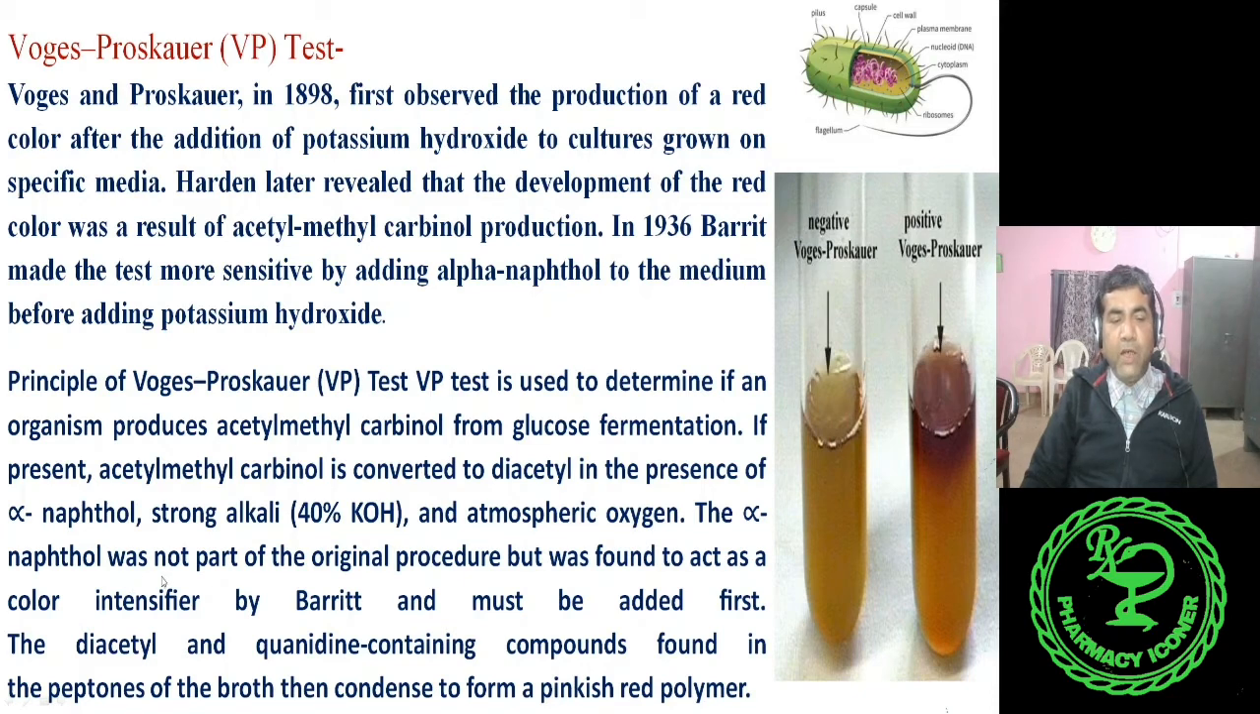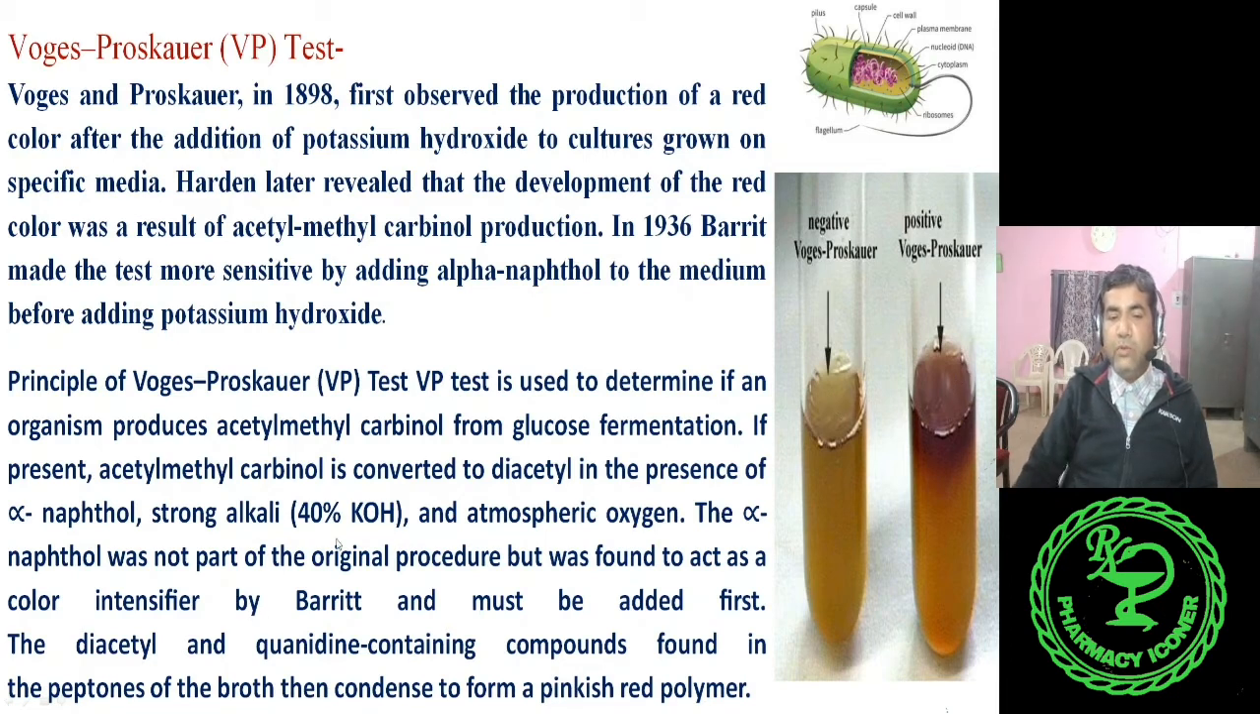The alpha naphthol, as I told you previously, was not part of the original procedure, but was found to act as a color intensifier. Barrett observed this, so the alpha naphthol is used as a color intensifier. The diacetyl and guanidine containing compounds found in the peptone of the broth then condense to form a pinkish red polymer. Pinkish. So this is Voges-Proskauer positive.